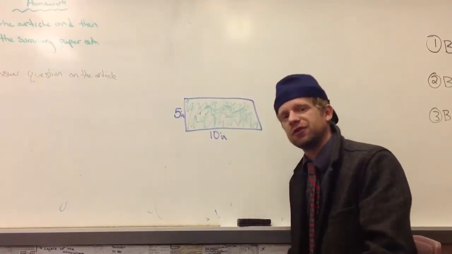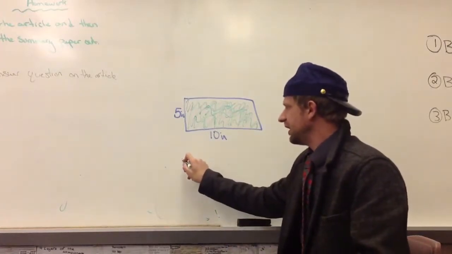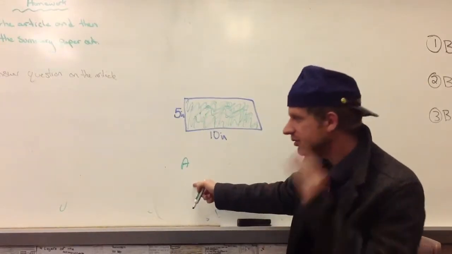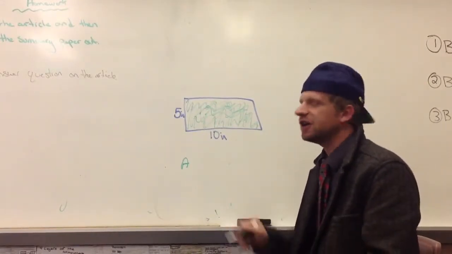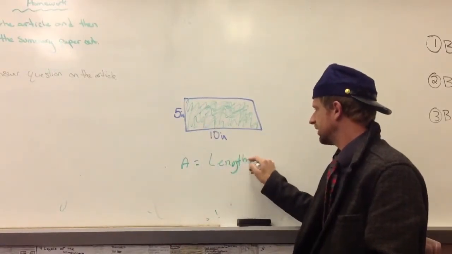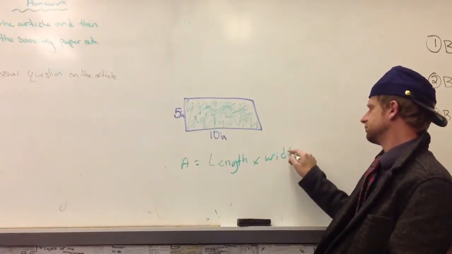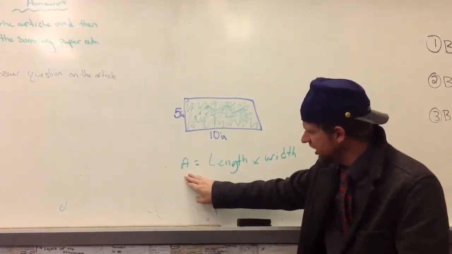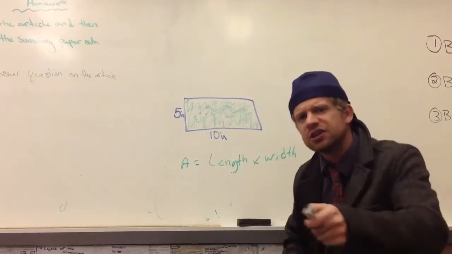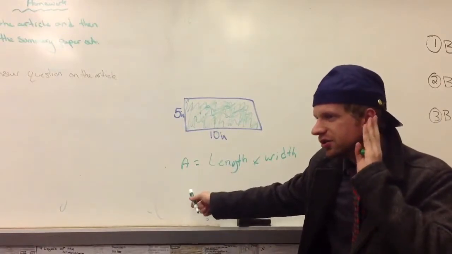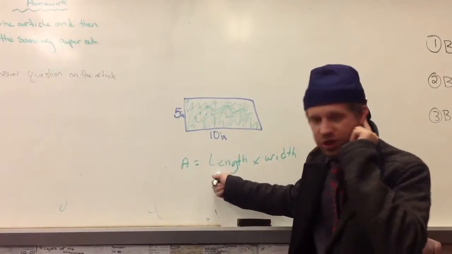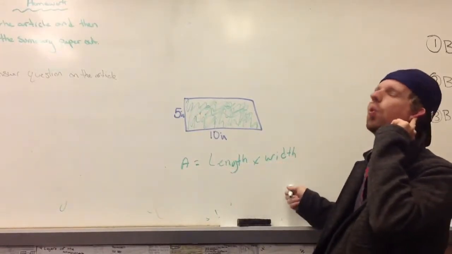Well, we have a formula for that. To find the area, and A equals area. So A stands for what? Stands for area. So to find the area, you take the length and you times it by the width. So area equals length times width. I'd like you to say that now. Area equals what? Length times the width. Good, let's try it one more time. Area equals length times the width.